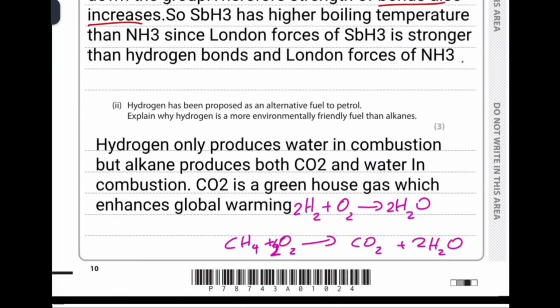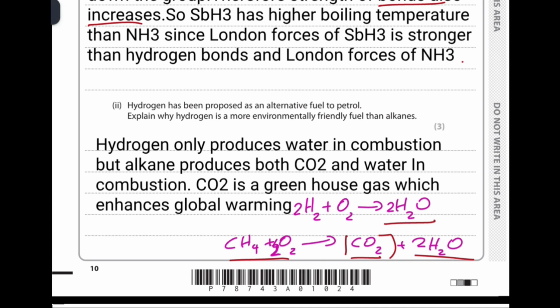Part 2. Hydrogen has been proposed as an alternative fuel to petrol. Explain why hydrogen is a more environmentally friendly fuel than alkanes. So we know that once hydrogen reacts with oxygen in combustion, it forms only water. But in alkane combustion, it forms CO2 and H2O. CO2 is a greenhouse gas which enhances global warming.